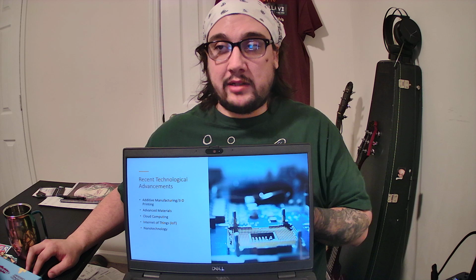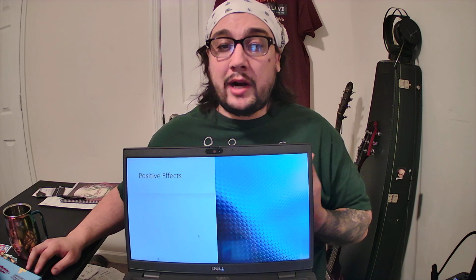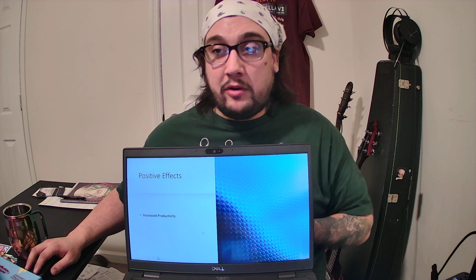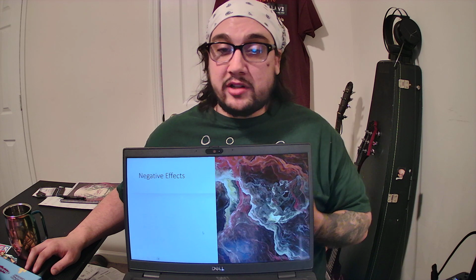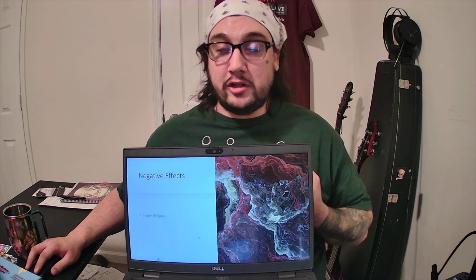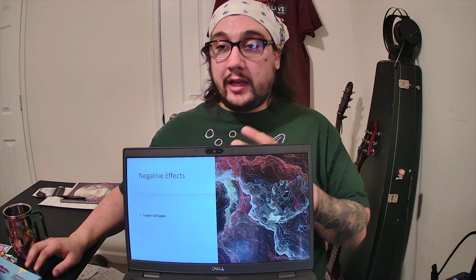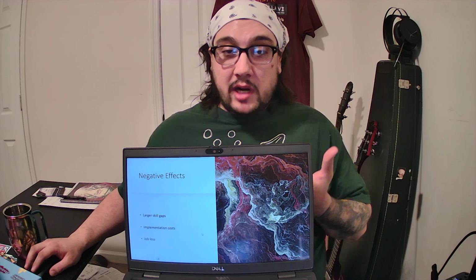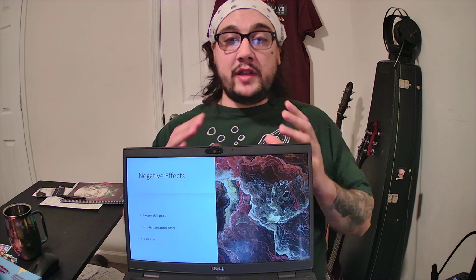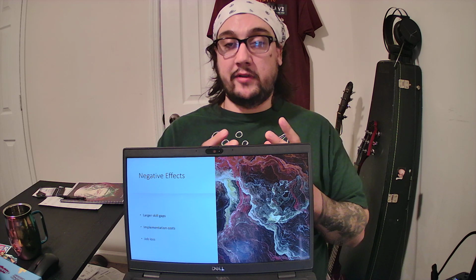And now the most important part of it is the work sector and how it's affected. Now there are positive effects like increased productivity, increased efficiency, better quality, but there are also negative effects like larger skill gaps in the people that have to do these jobs, implementation costs, and even job loss. Now, all of these go into the total cost of everything.